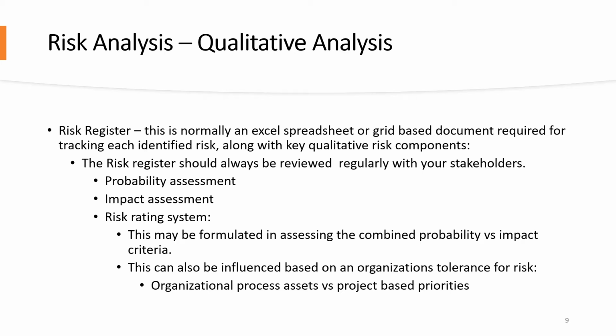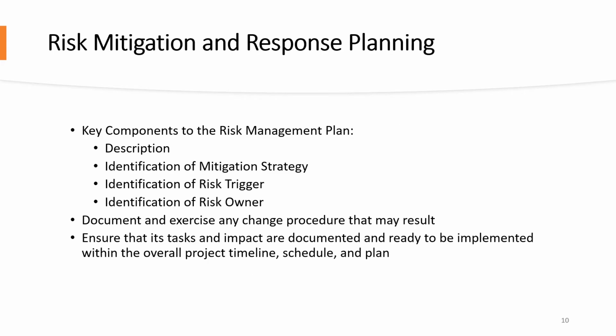The risk register contains some of the following key fields: probability assessment, impact assessment, risk rating system. This may be formulated in assessing the combined probability versus impact criteria. This can also be influenced based on an organization's level of risk tolerance. Risk mitigation and response planning.